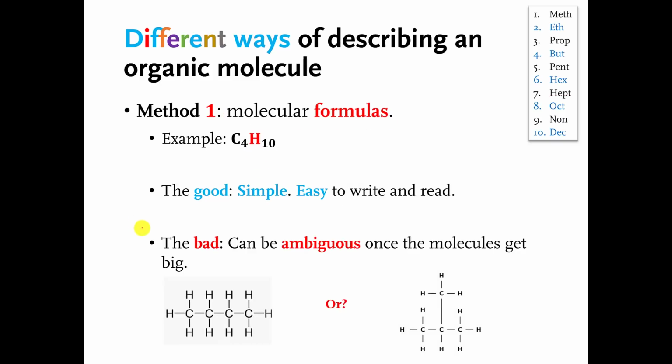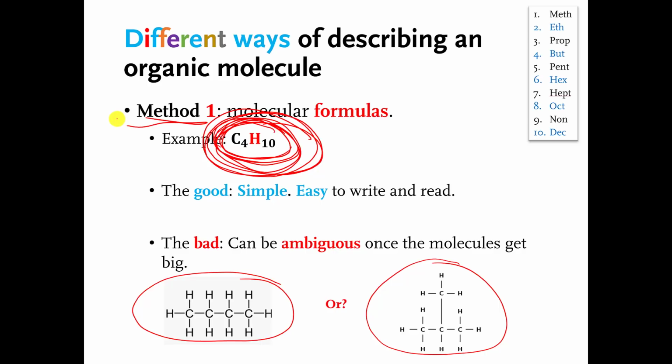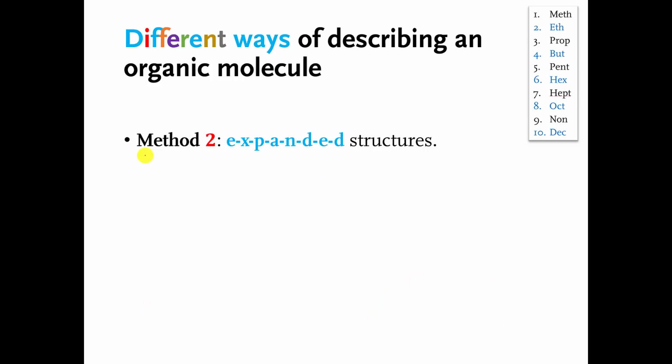The bad part about it is that the simple formulas can be ambiguous. In other words, many times, if I write a simple formula like C4H10, you don't know what type of molecule I'm talking about. This is C4H10, this is also C4H10. So this formula all by itself isn't good enough to tell you what kind of molecule I'm talking about. So that's method number 1, with its good points and bad points. Method number 2 is called writing an expanded structure.